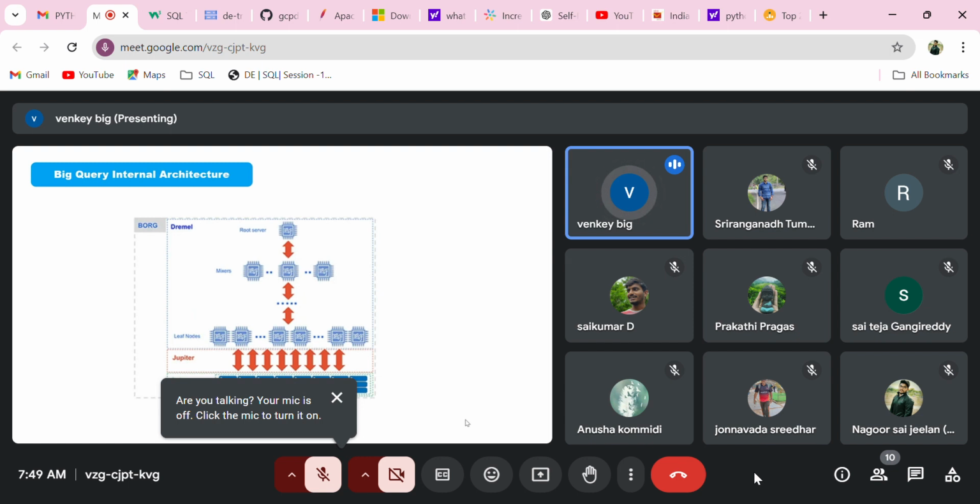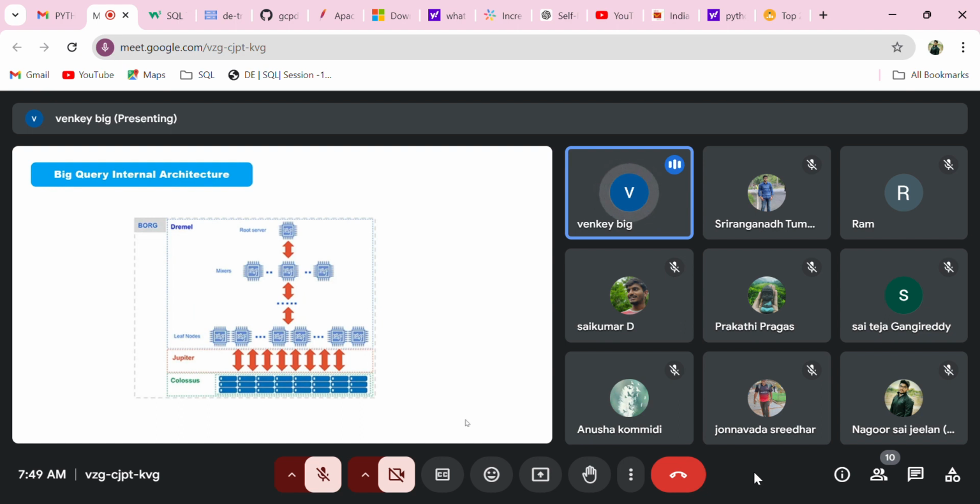Now these leaf nodes will launch the execution threads, which are called slots. These slots are BigQuery's low-level execution threads. These leaf nodes will launch those execution threads on the storage layer called Colossus. So this is the full flow of your BigQuery internal architecture. It starts from the root server, goes to the mixers, and from the mixers it goes to the leaf nodes.